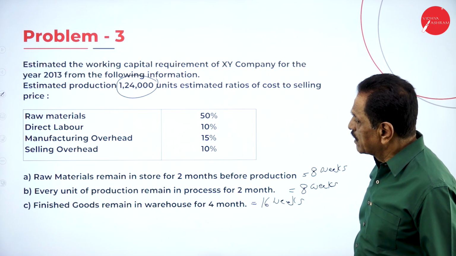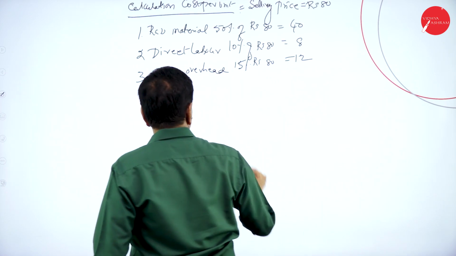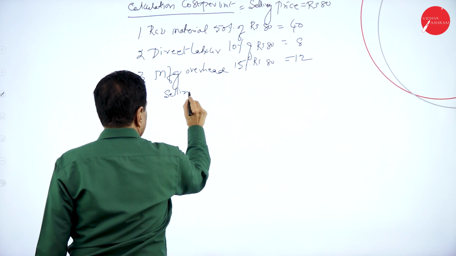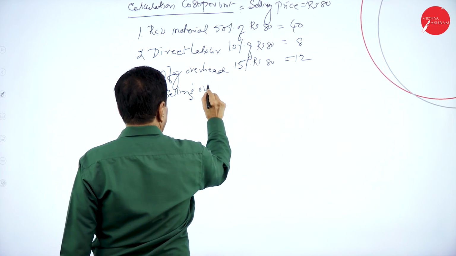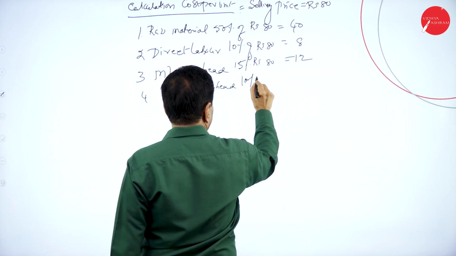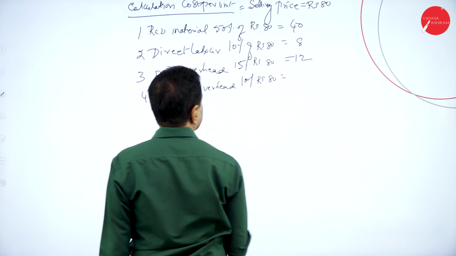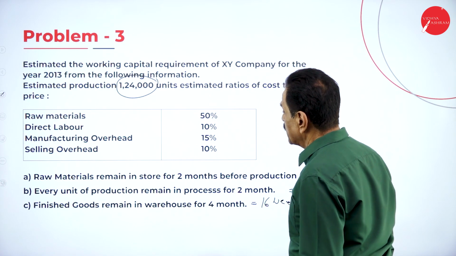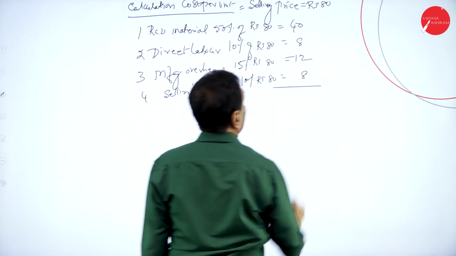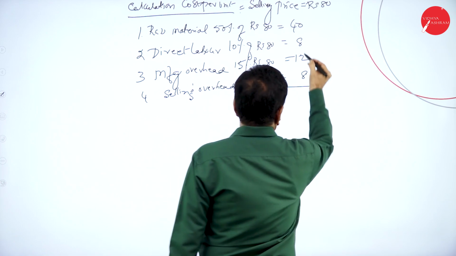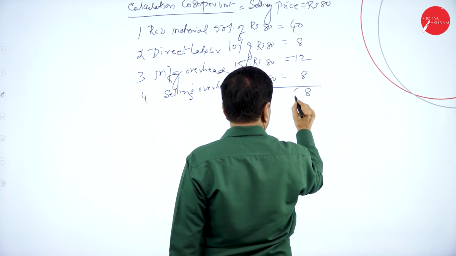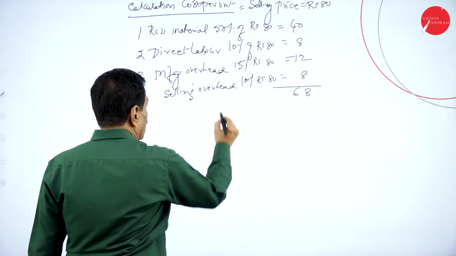Then selling overhead, 10% of rupees 80. How many percent? 10%, 8 rupees. Add: 8 plus 2 is 10, plus 18, plus 40 is 58, plus 10, 68. Total cost is 68.